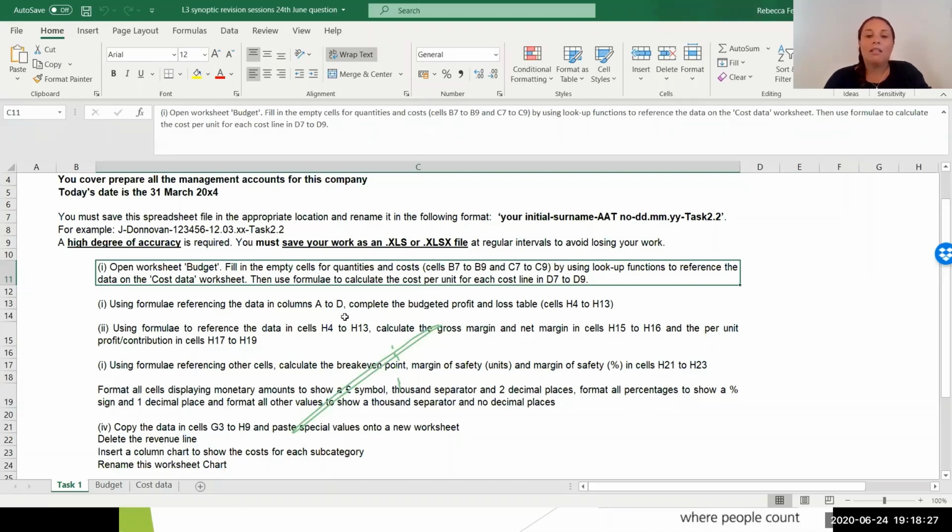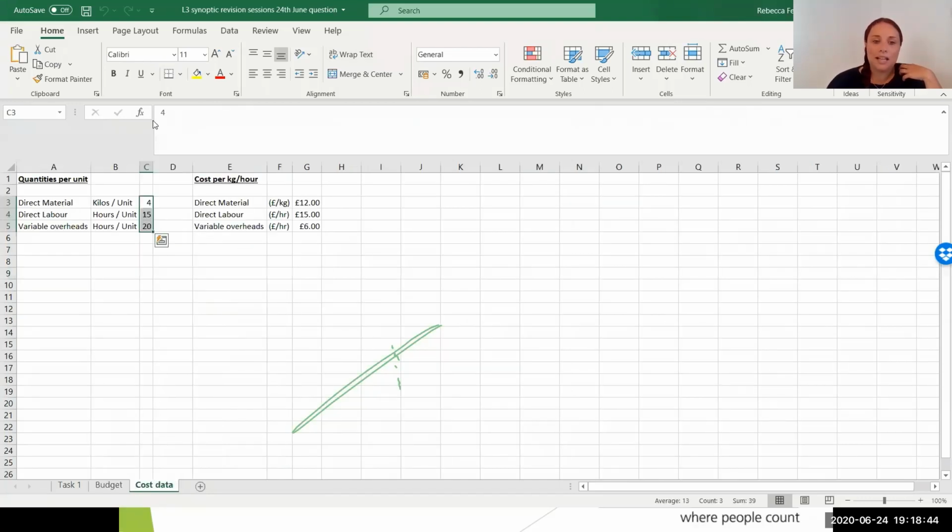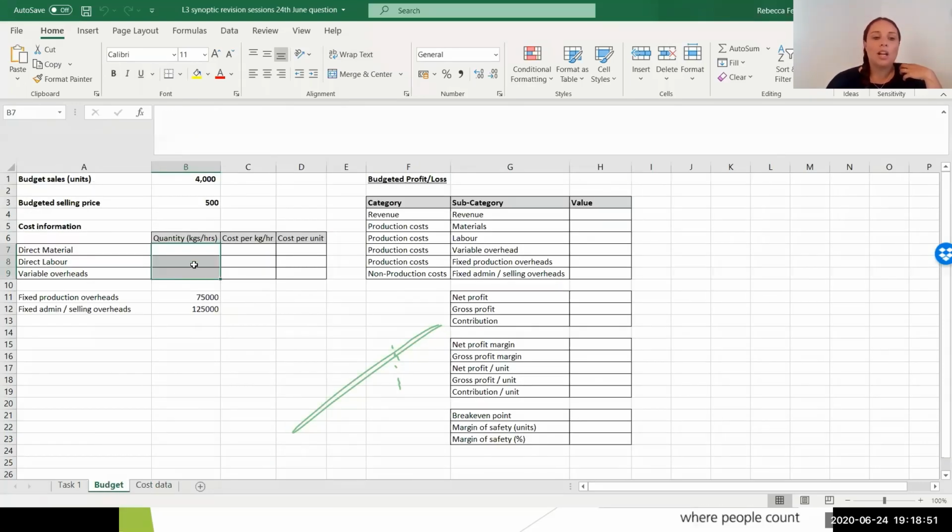Now at the moment that seems like a lot of things to do, but if we click onto the budget worksheet, you'll see that what we're going to do is fill in this box here. And we're going to use lookups, so VLOOKUPs that we looked at a couple of weeks ago, and we're going to link them to our cost data tab, and you can see here quantities per unit and cost per kilogram per hour. So we're going to use VLOOKUPs to fill in these boxes, and then we're going to use a formula to fill in this cost per unit over here. Hopefully everyone's happy with that.